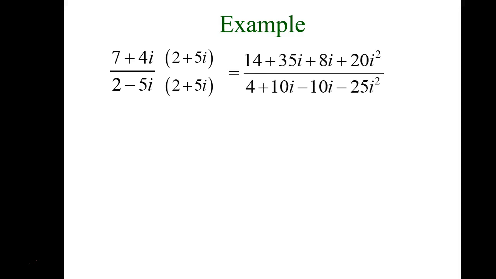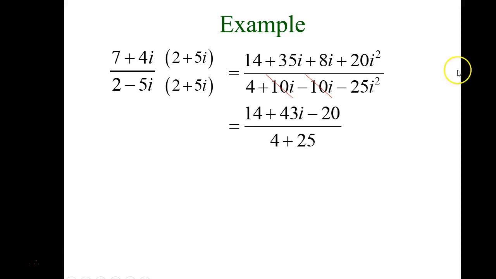And so when you do that, you should get 14 plus 35i for the outer terms, 8i for the inner terms, and 20i squared for the last term for the numerator. The denominator, we would get 4 plus 10i for the outer term, minus 10i for the inner term, and negative 25i squared for the last term. Hopefully in that denominator you see that the 10i's are going to cancel out. That's a good thing. That's what should happen every time we use conjugates.